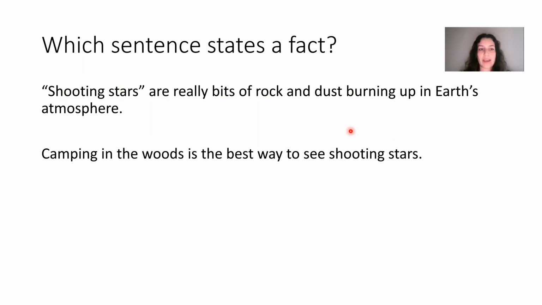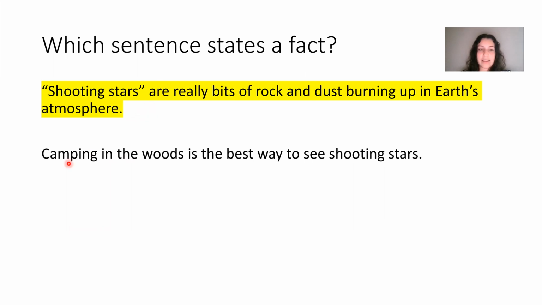For our next example, we have shooting stars are really bits of rock and dust burning up in Earth's atmosphere. And then we also have camping in the woods is the best way to see shooting stars. So let's see, which is a fact and which is an opinion. Starting with the first one, shooting stars are really bits of rock and dust burning up in Earth's atmosphere. So this is saying what shooting stars are made of. And this can be proven by looking up. These shooting stars sometimes fall through the Earth's atmosphere, and scientists are able to figure out what they are made out of. So that is our fact because we can prove it to be true.